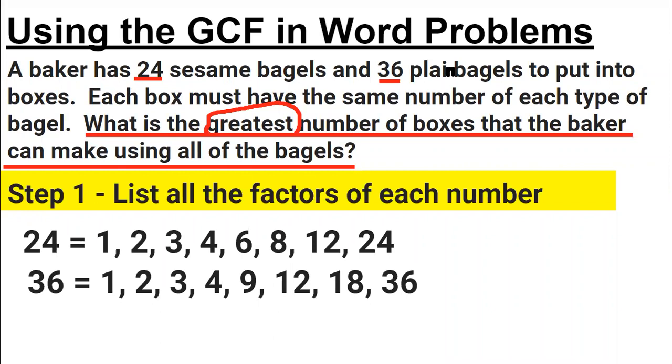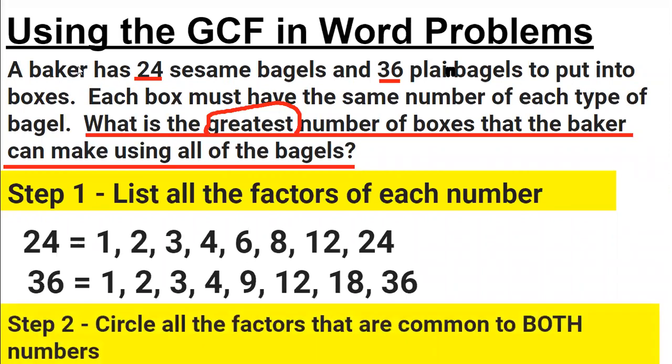Sometimes it's hard to catch them all, isn't it? Especially like the 18, 2 times 18 is 36, you may not know that, or 3 times 12, that one you should know. But 2 times 18 you may not have known. So you could always divide 36 by 2 and see that you get 18. Now step 2 is what? Exactly, circle all the common factors that are in both numbers.